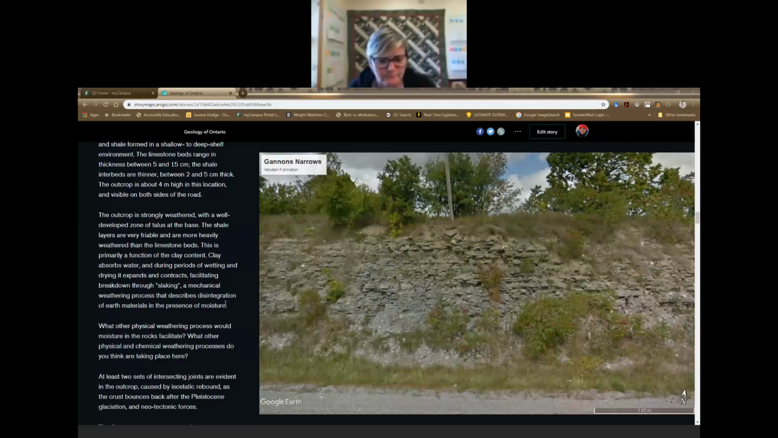moisture. Now I want you to take a look at this image here. I don't want you to answer any questions right now, but I want you to think about other physical weathering processes that moisture might facilitate in this particular area. And there are also some other physical and chemical weathering processes that are taking place at this particular location. So think about those as you're answering the questions that I will post up on D2L.